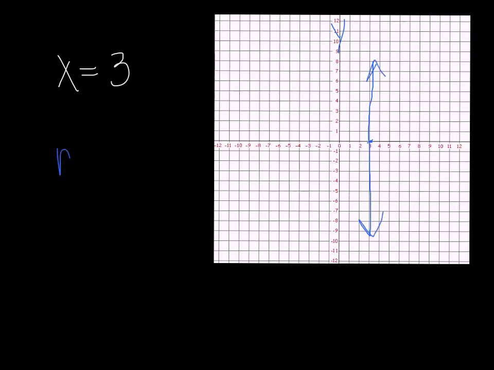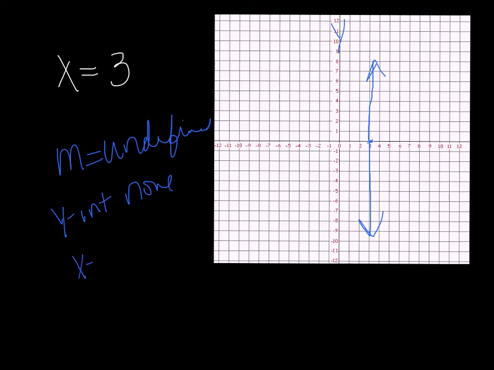And my slope is undefined. My y-intercept is none. It does have an x-intercept. Sometimes they'll ask you, sometimes they won't. My x-intercept is 3.